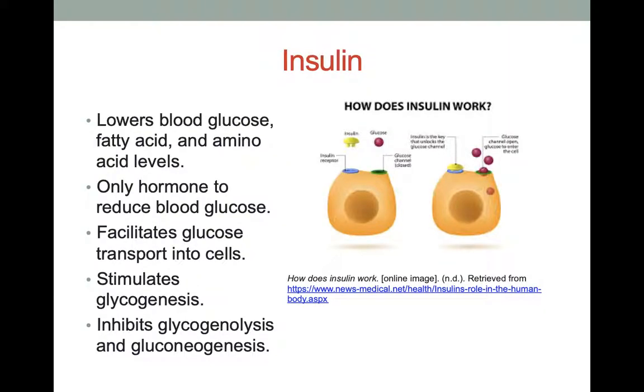So insulin's main job is that it lowers blood sugar or blood glucose levels, and that's what most people think of it as. But it also helps lower fatty acid and amino acid levels through other means. It is the only hormone that actually reduces blood glucose. So insulin is going to promote cellular uptake of these nutrients and help convert between glycogen, triglycerides, and proteins in these building blocks here.